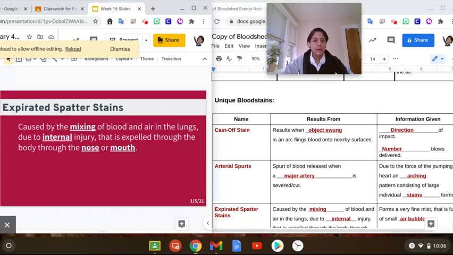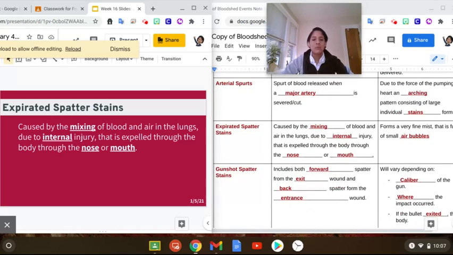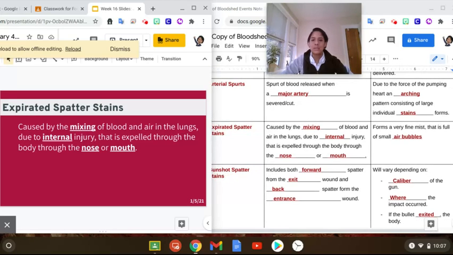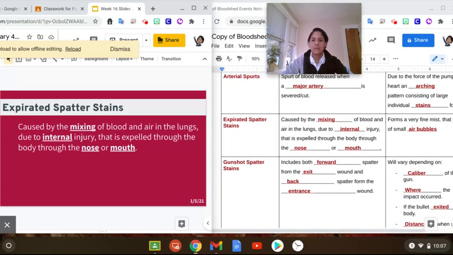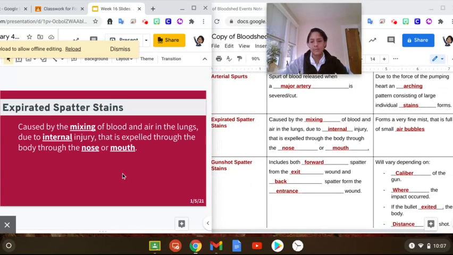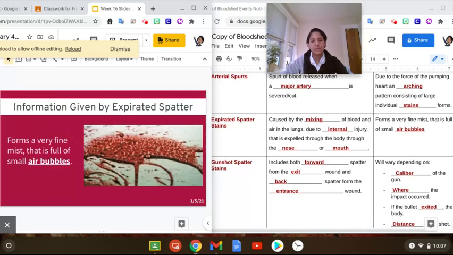Next, we have expirated spatter stains, which you can see here as we move down, which is caused by the mixing of blood and air in the lungs due to internal injury, and is expelled through the nose or mouth. So basically, blood gets in your lungs and it comes out your nose and your mouth because of some sort of internal injury. These stains form a very fine mist that is filled with small air bubbles. You can see the bubbles here in that photo.